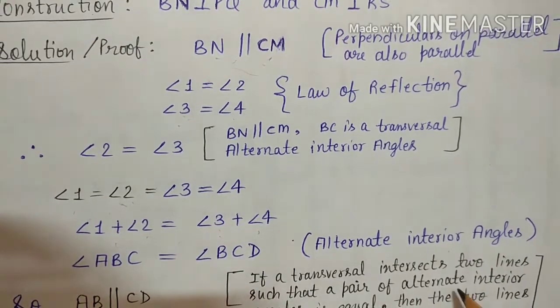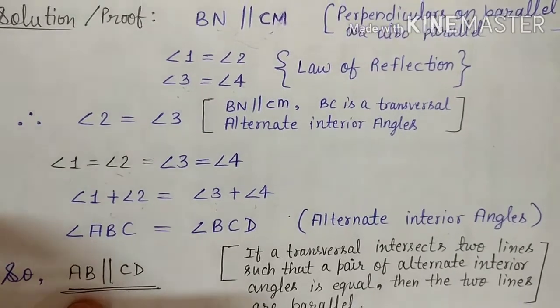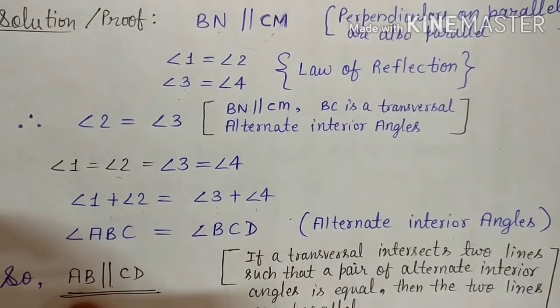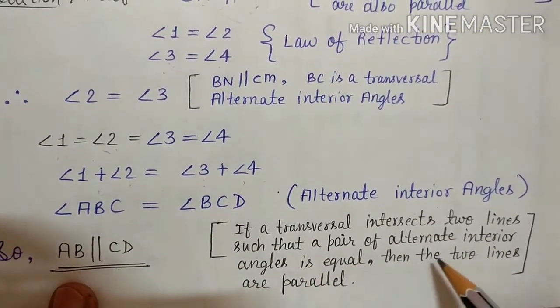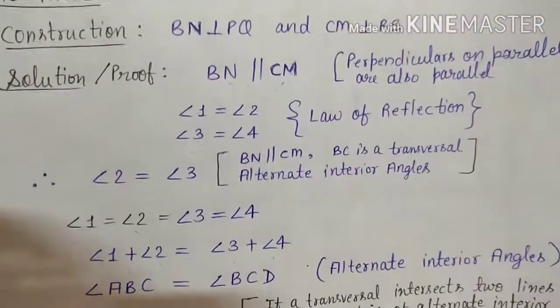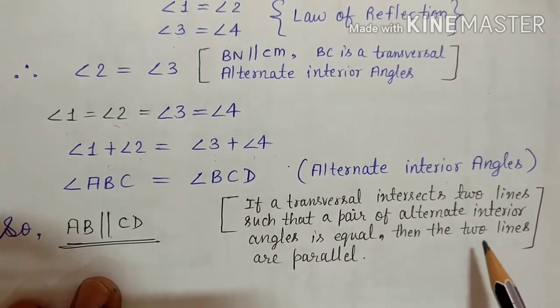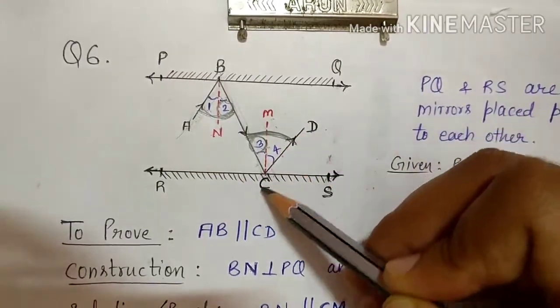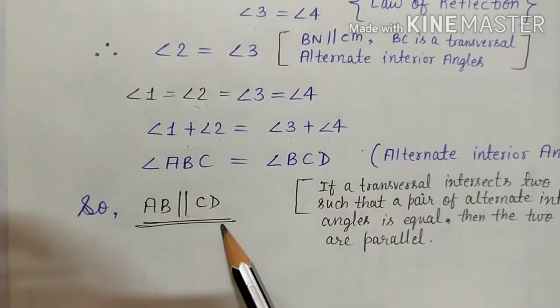And we have learned the converse of the theorem already. At that time I also told you that converse theorems are very important. So if a transversal intersects two lines such that a pair of alternate interior angles is equal, just as we have proved that these angles are equal, and they are making alternate angles also, then the two given lines will be parallel to each other. Therefore this AB will be parallel to this CD, and this only we had to prove here. AB is parallel to CD.